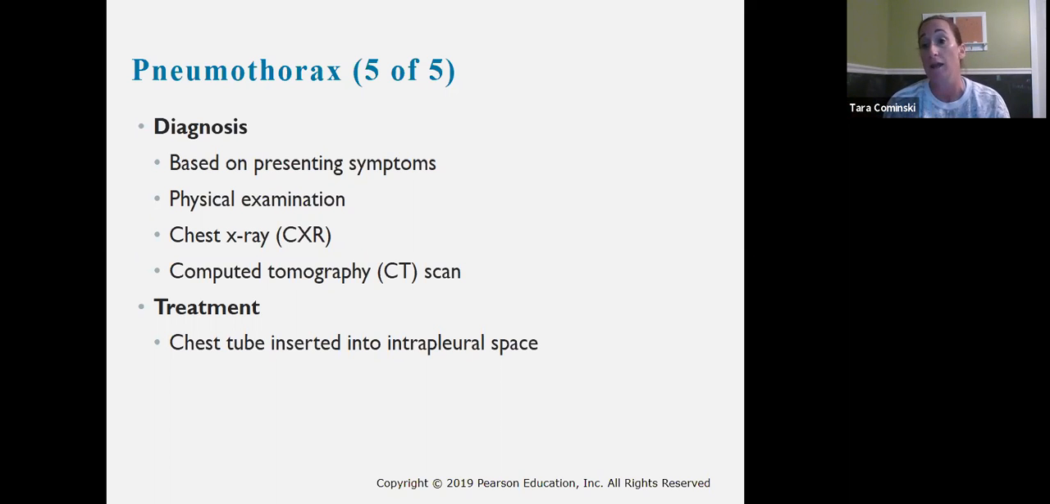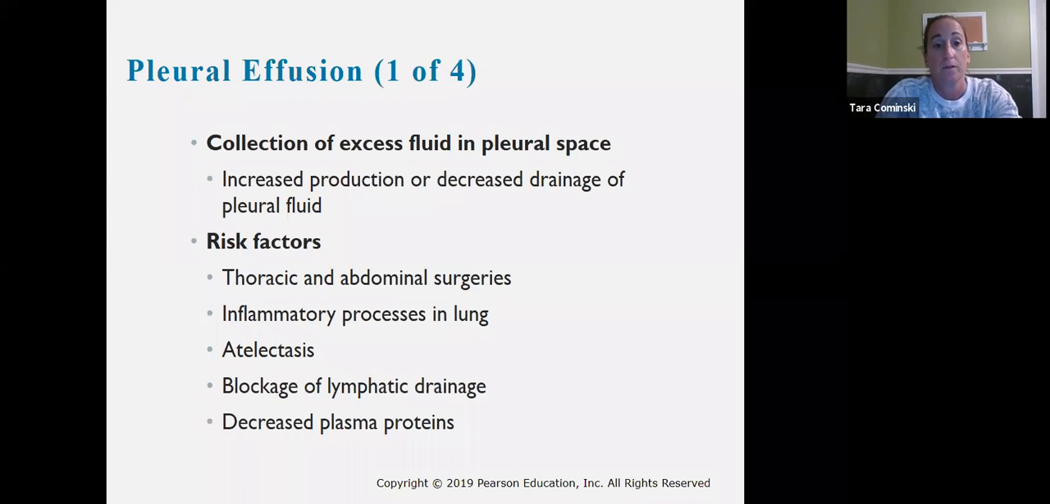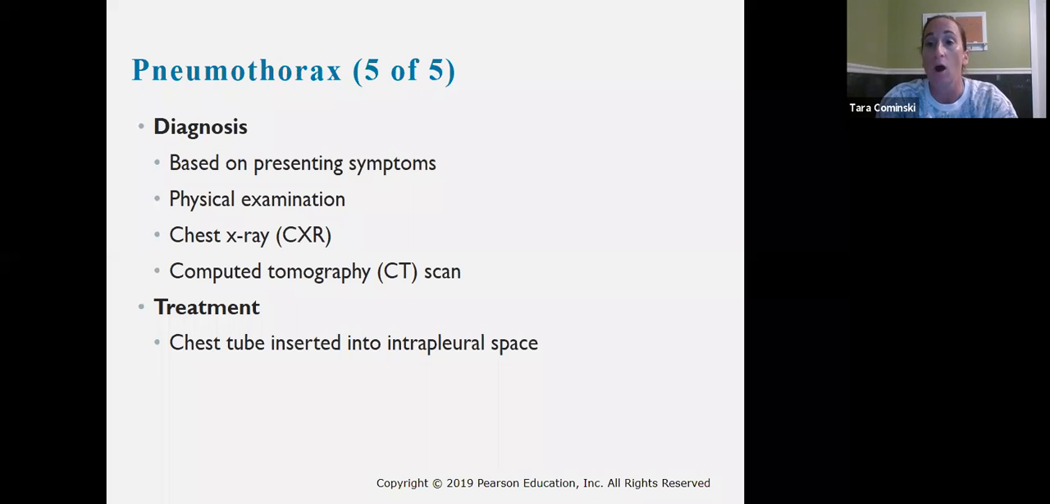What's treatment? You've got to insert a chest tube into that interpleural space and get the air out, right? To relieve that compression on the heart and the lung. Super important. All right, are we all right with that? So again, for pneumothorax, basic definition, it's what? What's happening in pneumothorax?